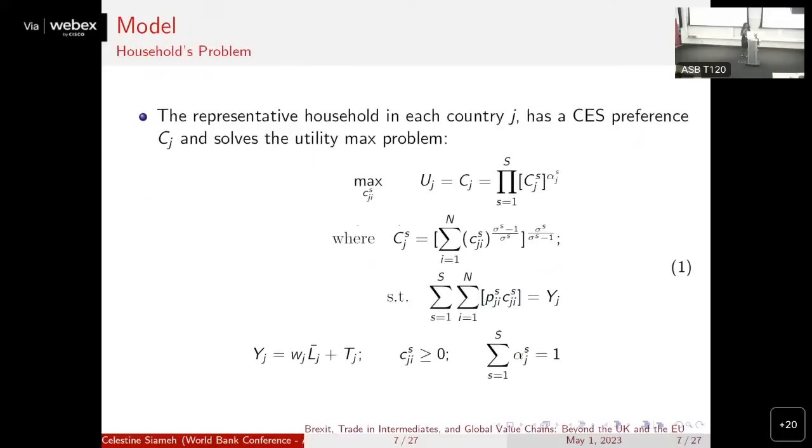So this is the household problem, whereby consumers maximize a utility problem. And the alphas that you see in the model are the expenditure shares to different sectors, and the sigmas are the elasticities of substitution. The summation of the alphas across sectors sums up to one. And I have the total income of a country, which is Y, which constitutes the labor income and the revenue generated from import tariffs.